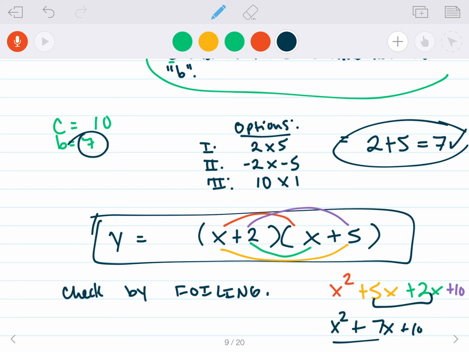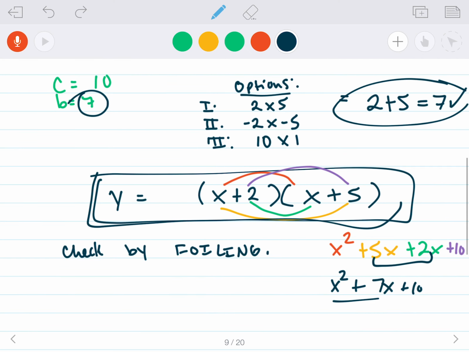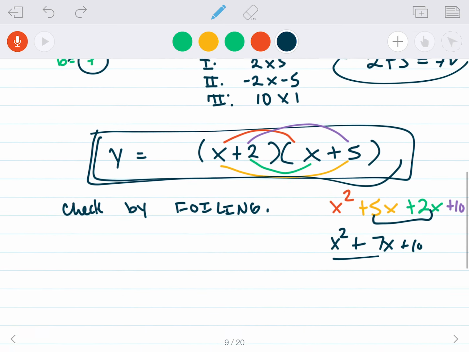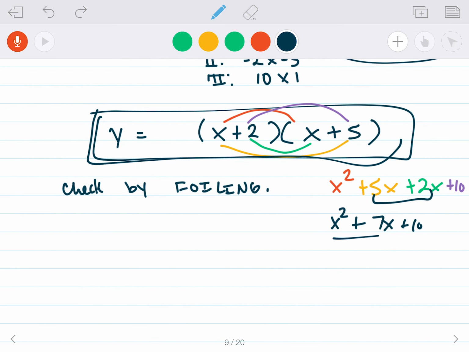All right, so that's how you factor. And you can find the zeros at this point, okay? You can say, okay, well, now that I'm factored, did it ask to find the zeros? Well, I don't know. What was the question? So if the question said factor it, we would just leave it like this. If it said find the zeros, well then we would use our little method.